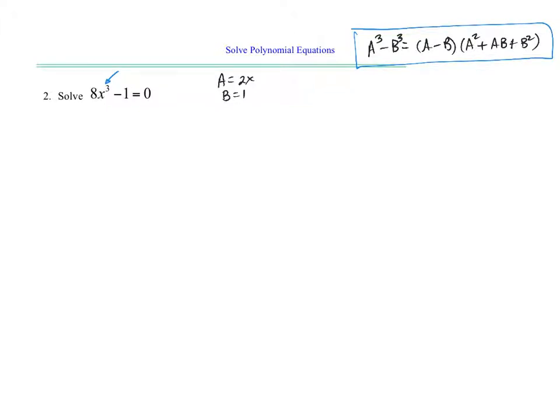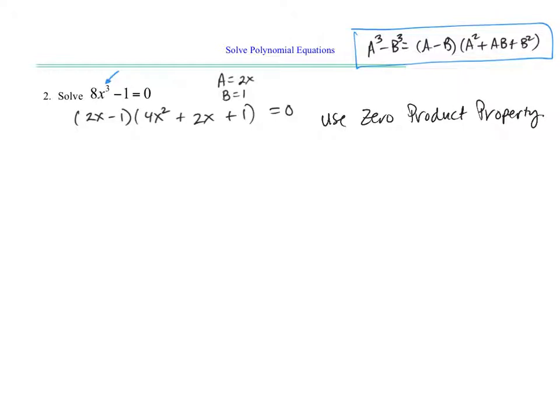All right, in this one I have a cubic, and it's a difference of cubes, so I need to use that difference of cubes formula. If I think of a as 2x and b as 1, then I would factor this as 2x minus 1 times 4x squared plus 2x plus 1, and that's equal to 0. And now we can use the zero product property, and so we get 2x minus 1 is equal to 0, giving us that x equals 1/2.